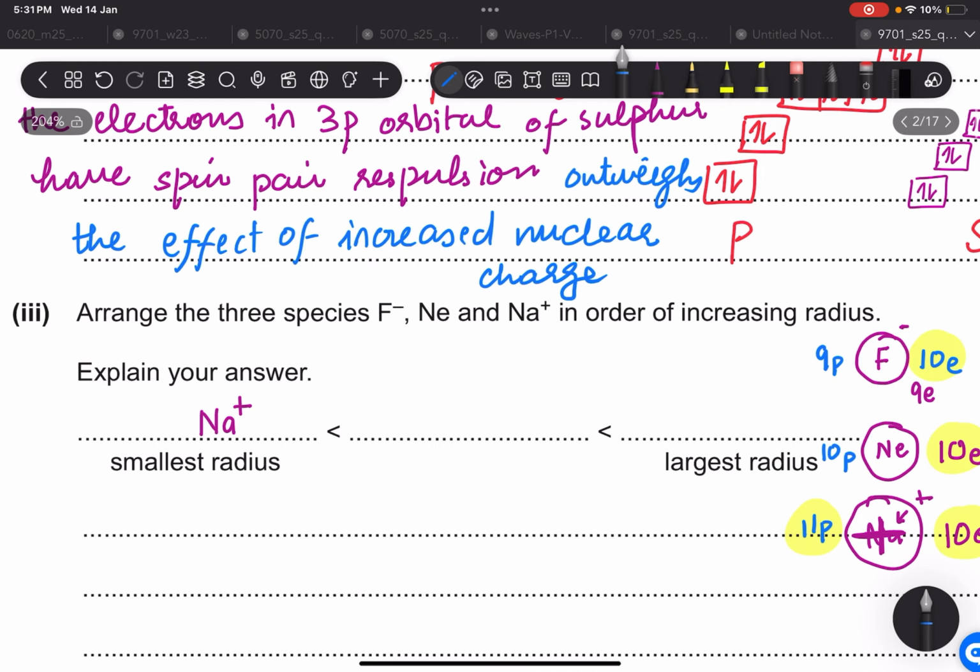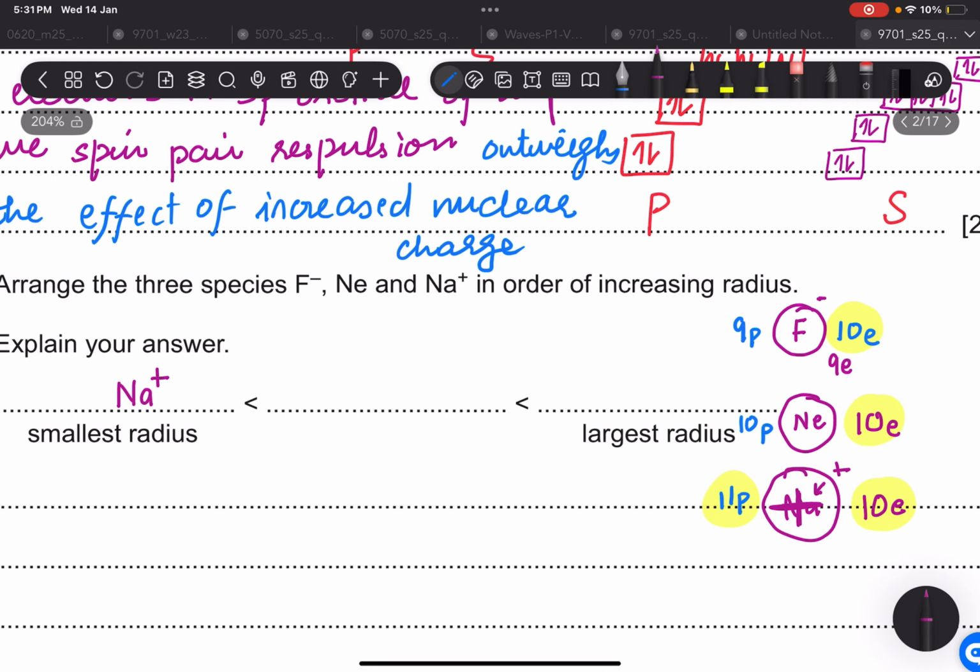And then my second is going to be my neon atom. Why? Because it has 10 protons. And the last, the biggest atomic radius is going to be of my fluoride ion, because it has the smallest number of protons. So it's going to be a fluoride ion. Done?